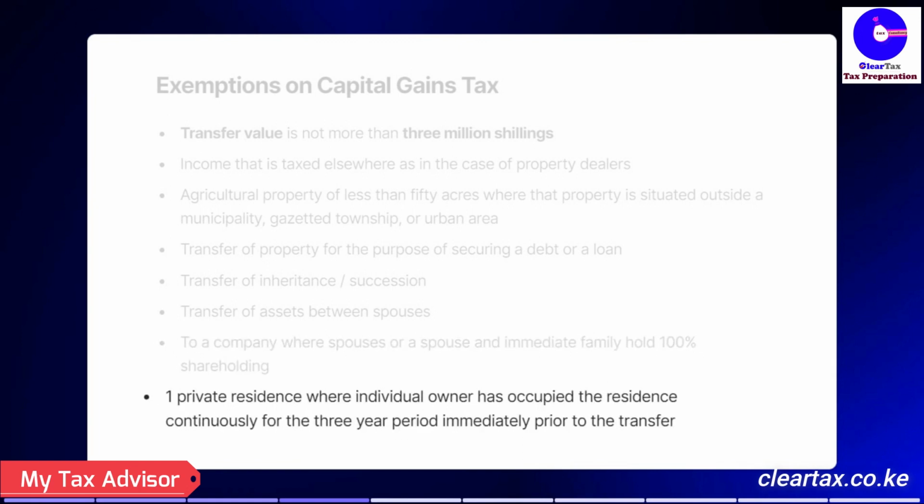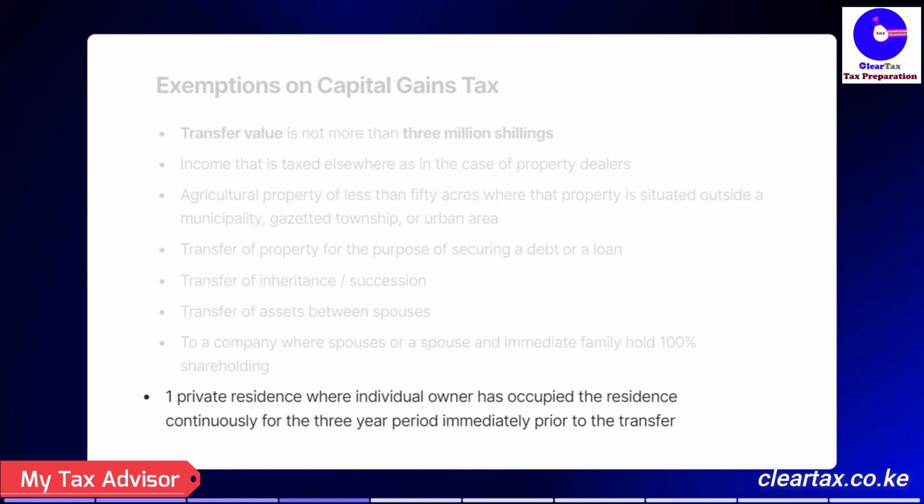And last but not least is the transfer of one private residence where the individual owner has occupied the residence continuously for the 3 year period immediately prior to the transfer. So what that means is you've been occupying a home for the last 3 years, and then you dispose of that home. Then even if it's above 3 million, you don't have taxes to pay on that, because that is a residential property. And this is one of the tax planning tricks that a lot of people should be using.